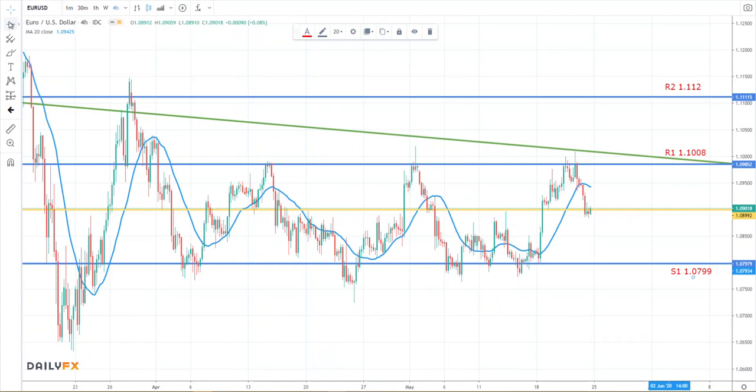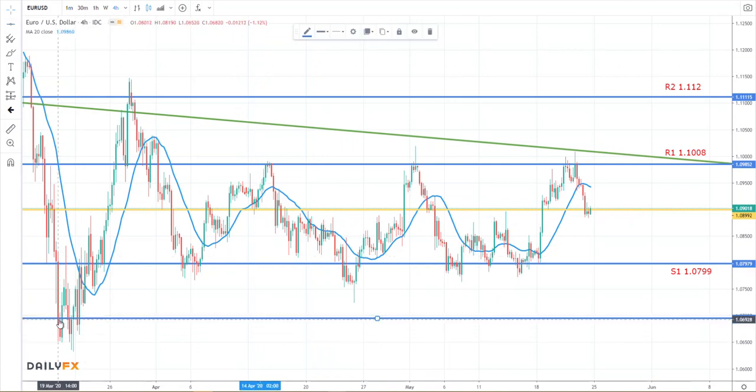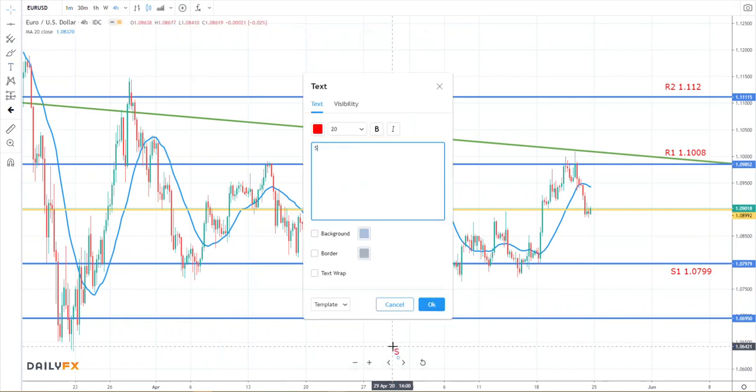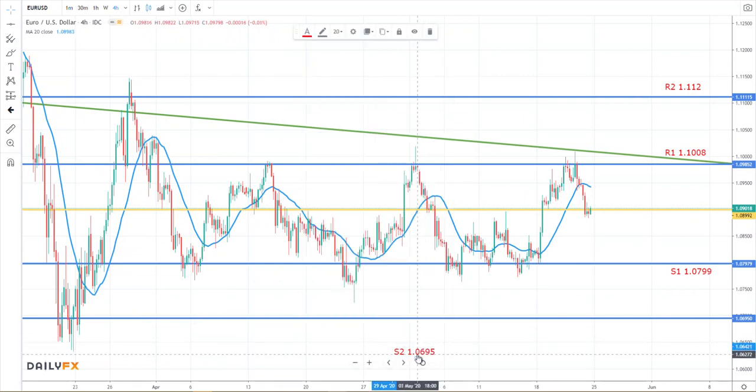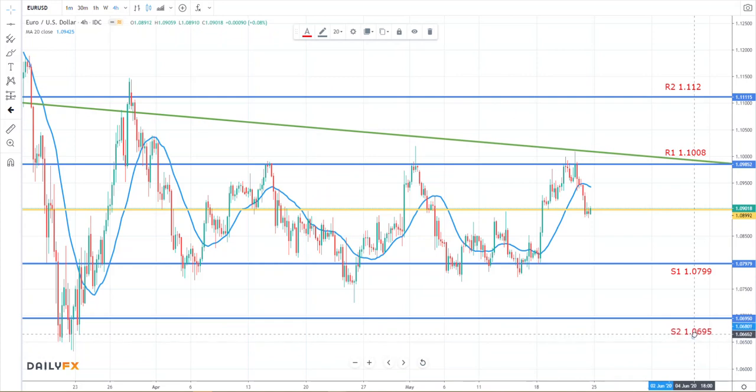S2, 1.0695. Yeah, your next support's not even down to here. And it's not very proven, right? This is a pretty proven line. This one is not so much, so it could break easily. So let's go ahead and add that. All right, so we're going to put that there.